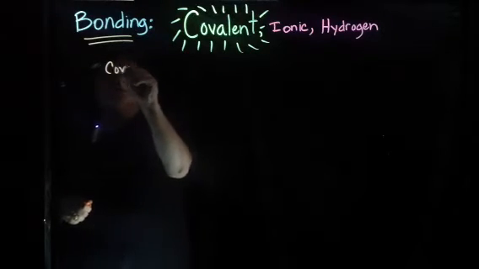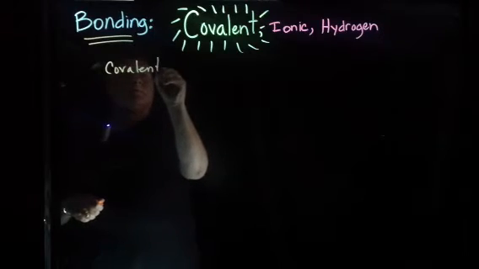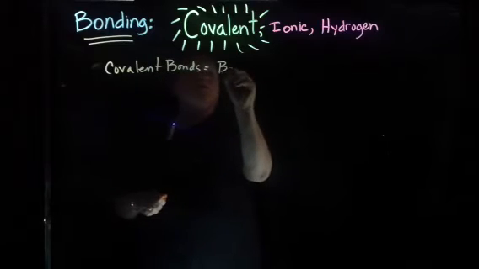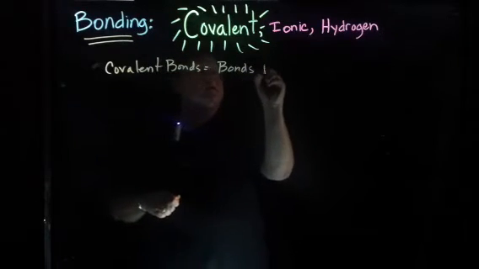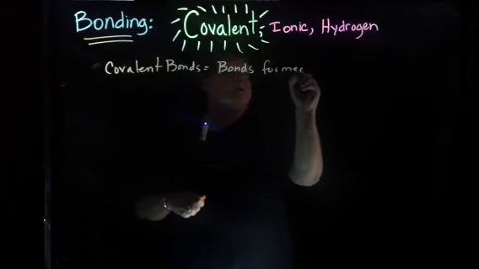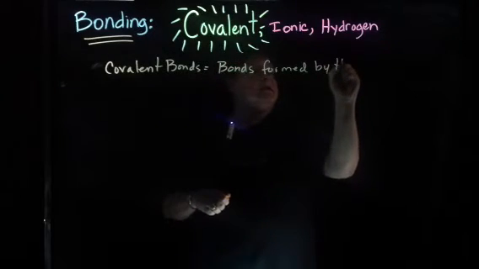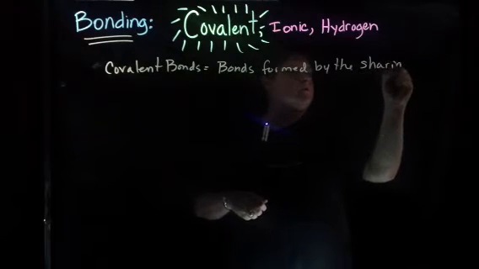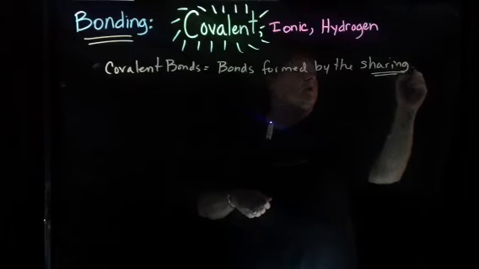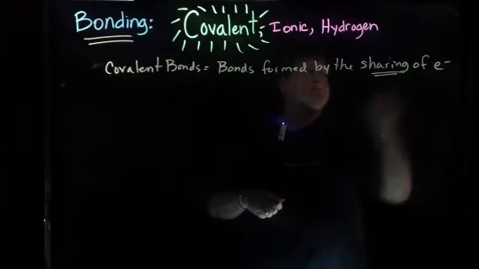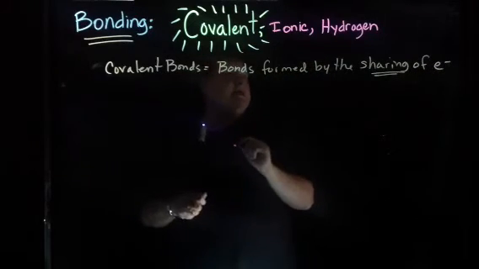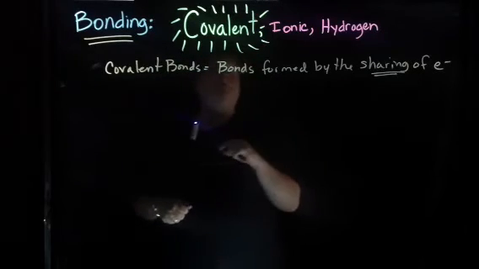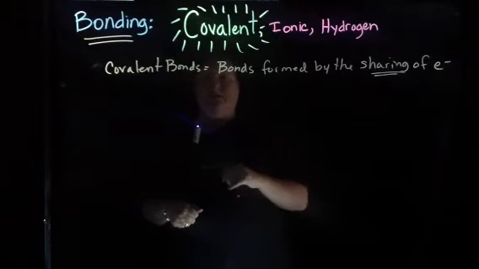Covalent bonds are bonds formed by the sharing of electrons, okay? It is only the valence electrons that will interact with any kind of bond, whether it's a covalent, ionic, or hydrogen bond.